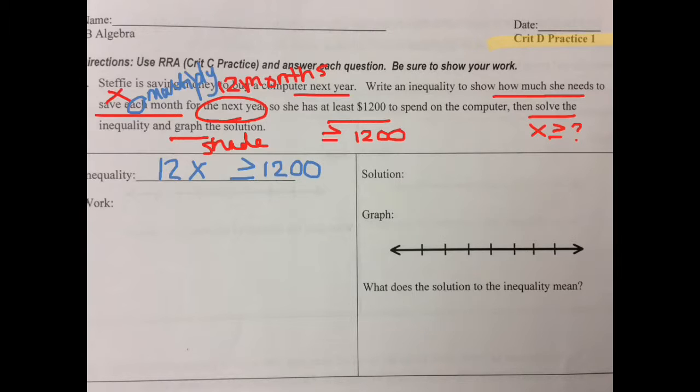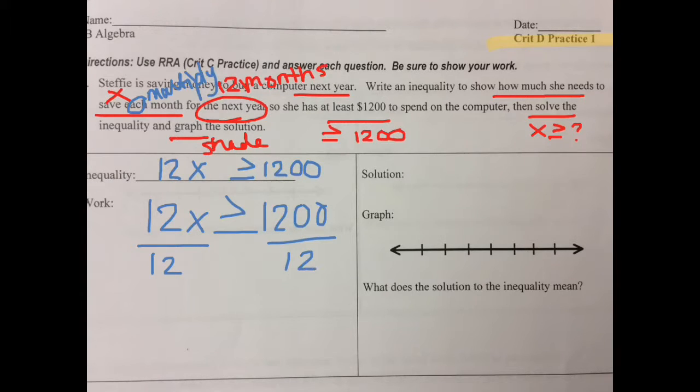So in order to solve this, let me rewrite it down here. It's going to be a quick one-step inequality. 12x is greater than or equal to 1,200. And 12x means 12 times x. So I'm going to divide by 12 on both sides. X is going to be greater than or equal to 1,200 divided by 12. So I do that in my calculator, and that gives me 100. So my solution is X is greater than or equal to 100.